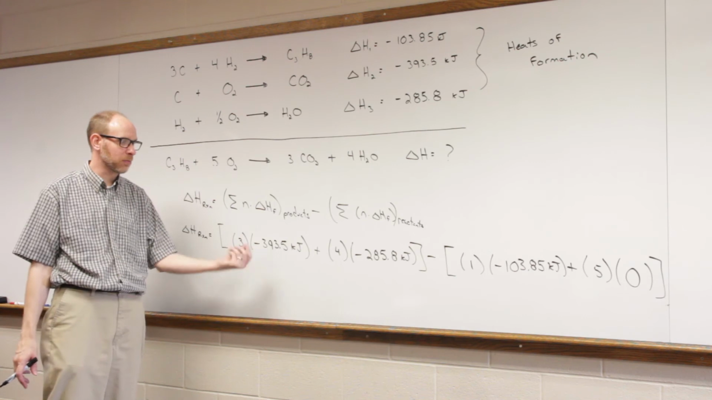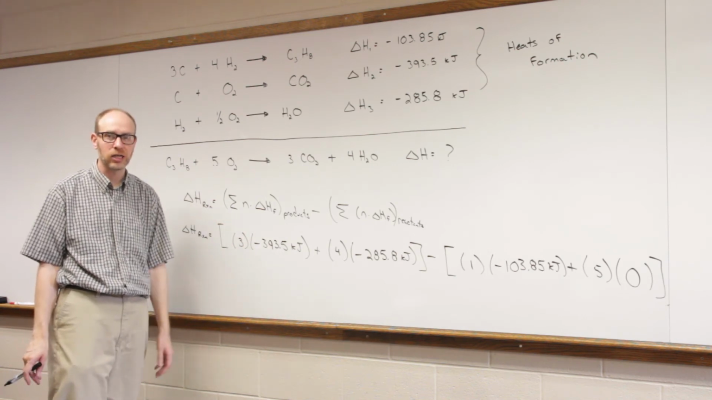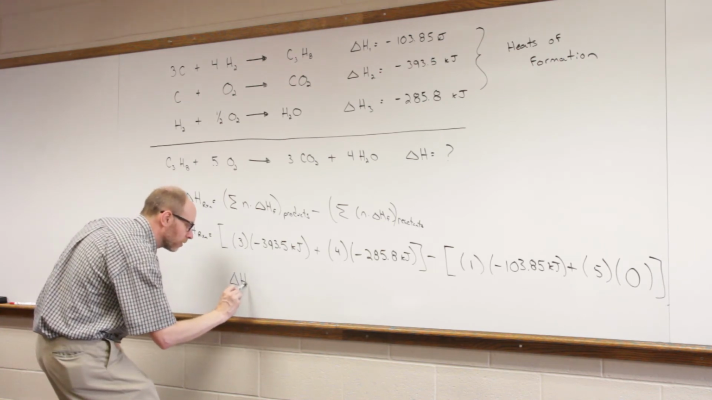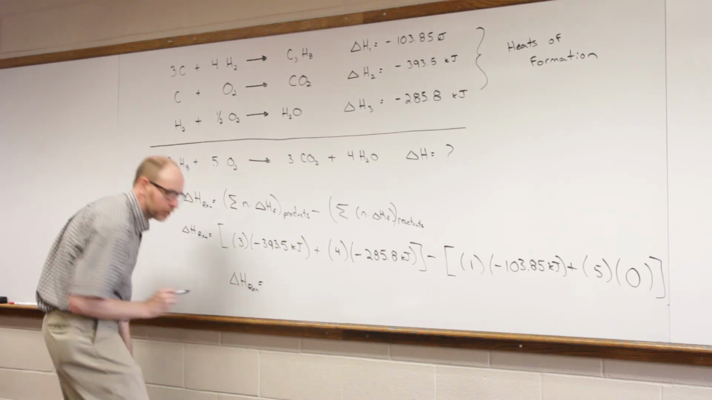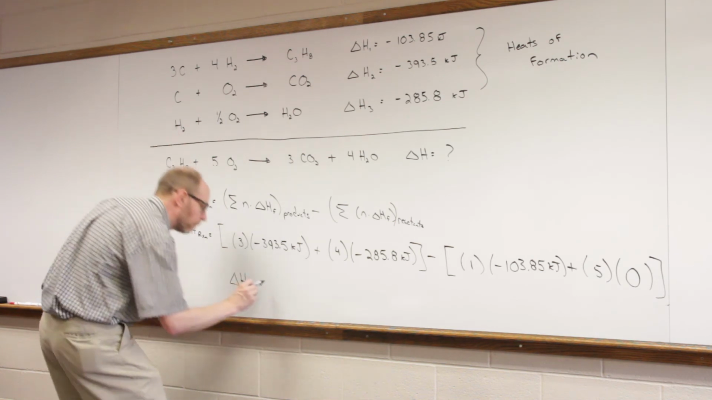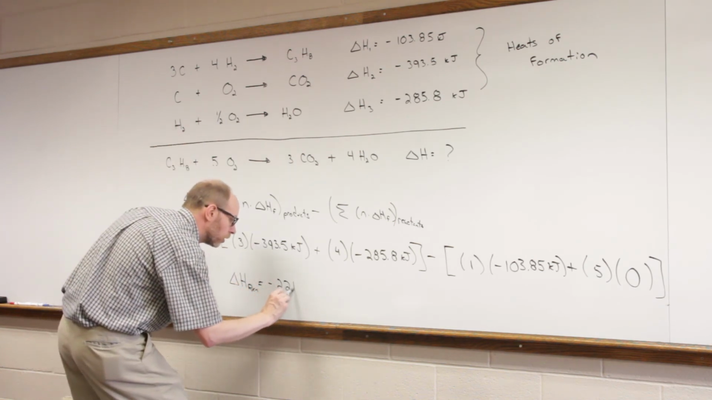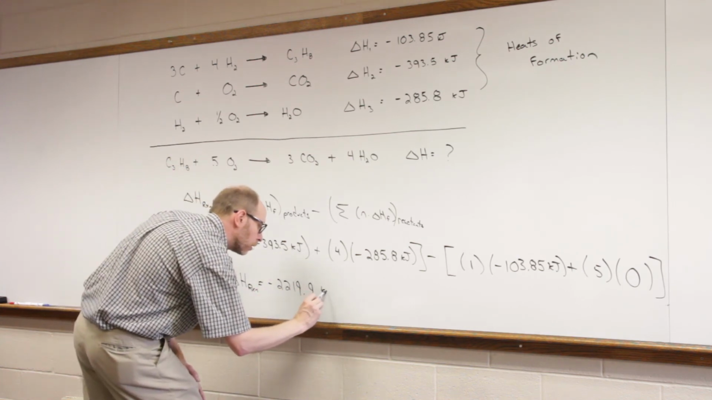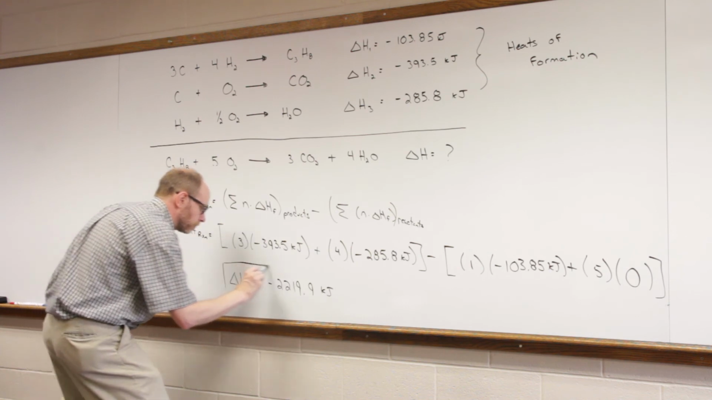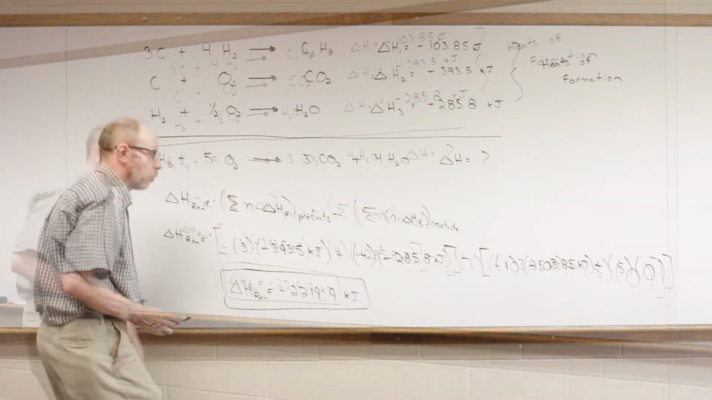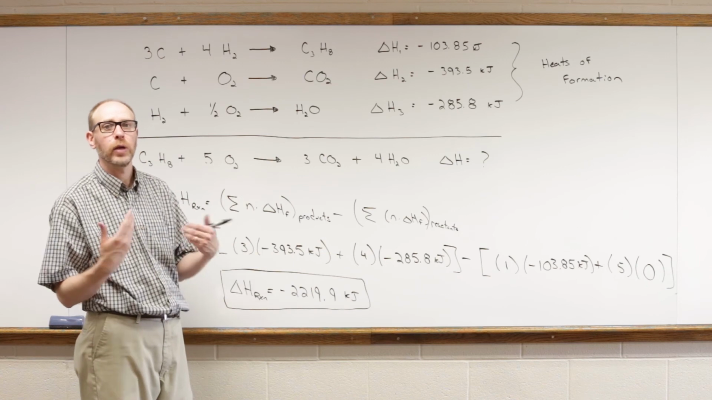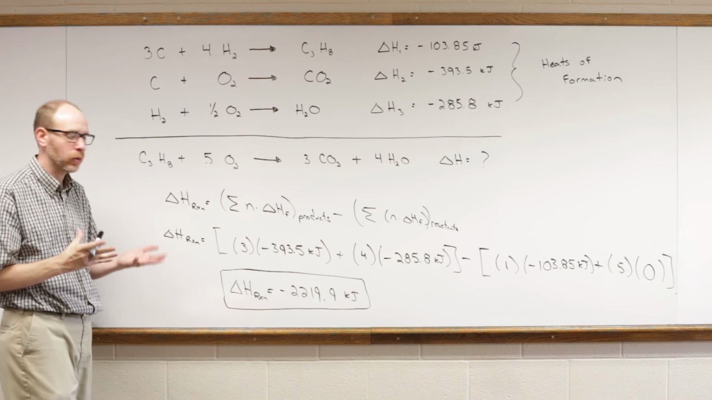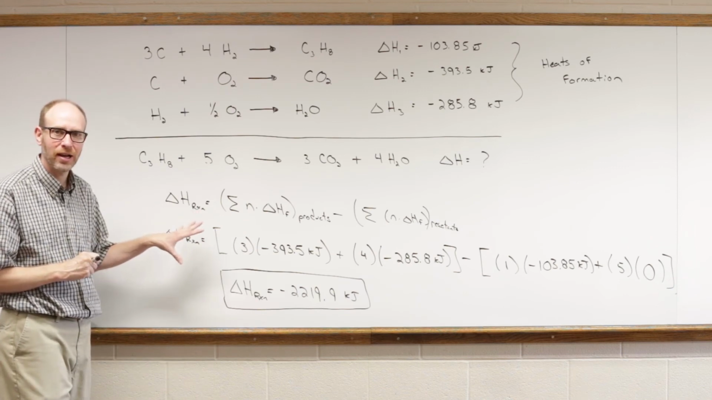So at this point, it just becomes multiplication, addition, subtraction. So I'm not going to go through all of that, but I will tell you that if you work through this and report your answer to the correct number of significant figures, you should get minus 2,219.9 kilojoules, which should be the exact same answer that we got when we did the Hess's law way, where we rearrange these equations. And in reality, the math that we're doing is exactly the same.